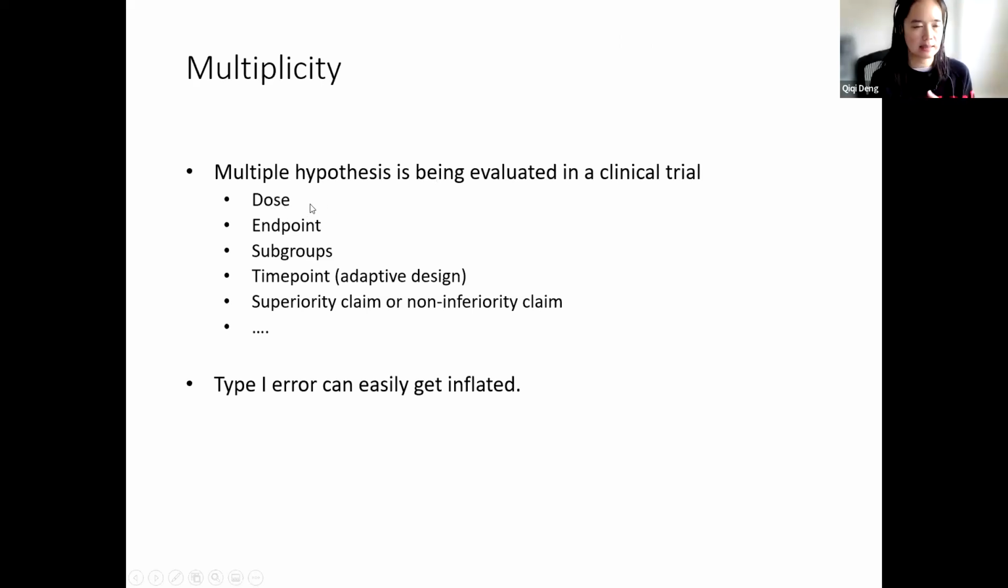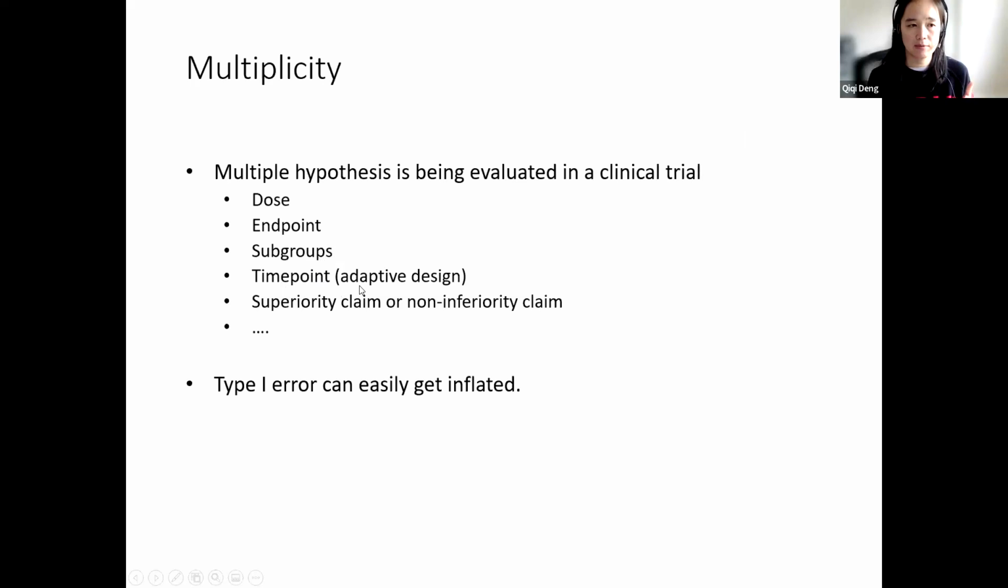However, when it comes to an actual study, it could be much more complicated than that single question. You could be testing 2 or 3 doses, and you could be looking at different endpoints. For example, in oncology, you could be looking at tumor response, progression-free survival, or overall survival. And then there could be subgroups. You're looking at females or males, older population versus younger population.